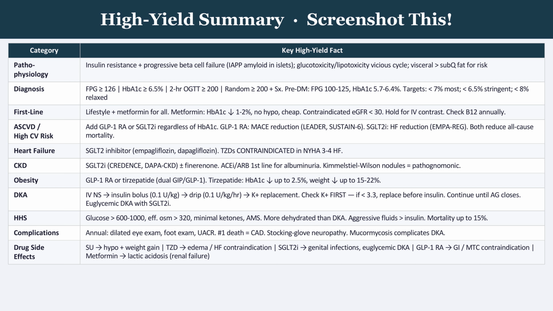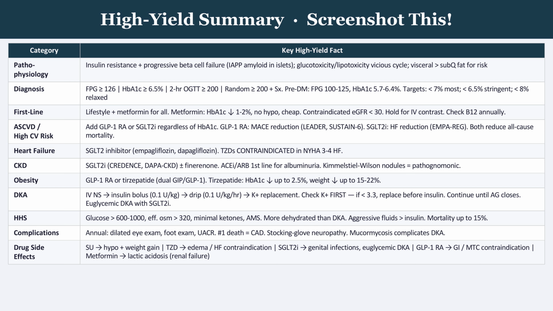DKA management always starts with fluids and insulin and potassium replacement. Check K+ before insulin starts. Continue until the anion gap closes. HHS is the T2DM emergency: extreme osmolarity, minimal ketosis, aggressive fluids. Annual eye exam, foot exam, and UACR are non-negotiable for every patient.